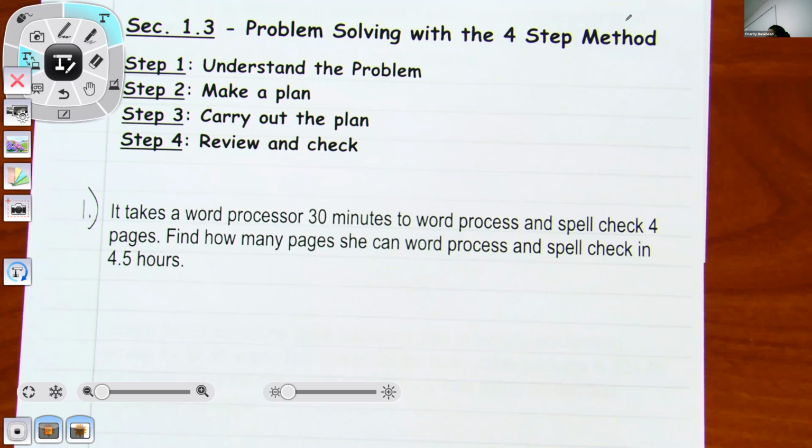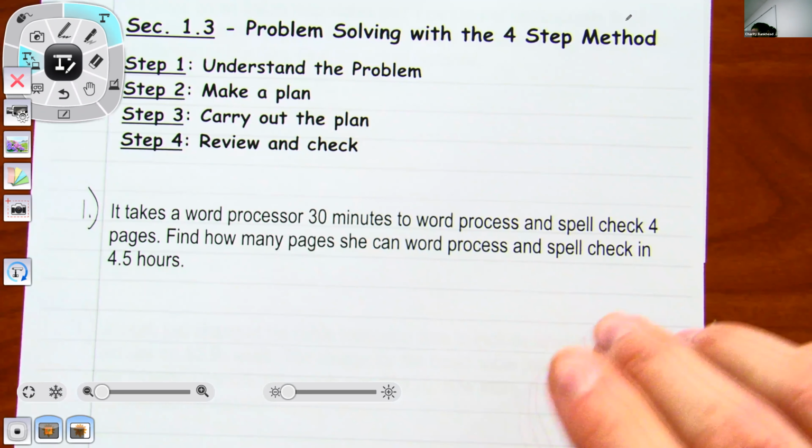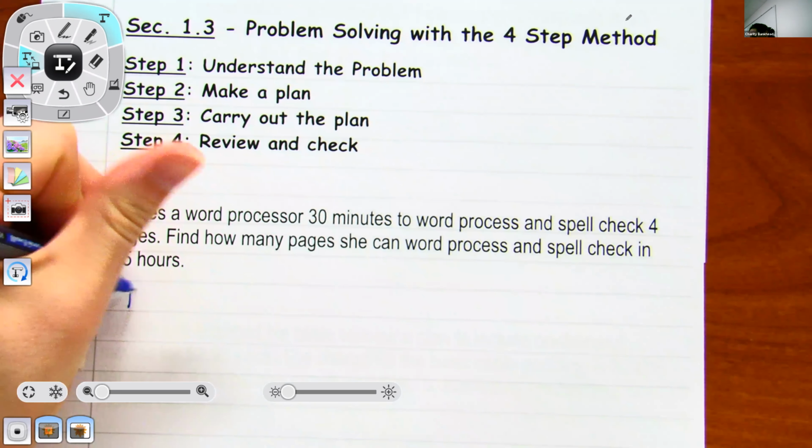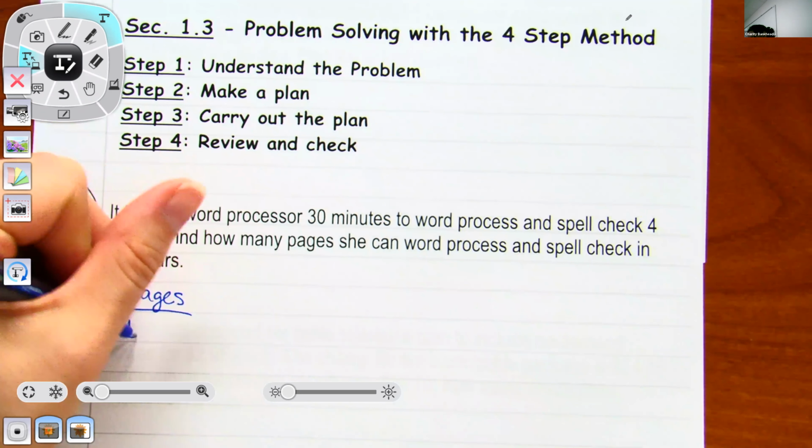All right, so number 1 says it takes a word processor 30 minutes to word process and spell check 4 pages. Find how many pages she can word process and spell check in 4.5 hours. So for this, I would use a proportion. So we're looking at a certain number of pages that can be completed in a certain amount of time.